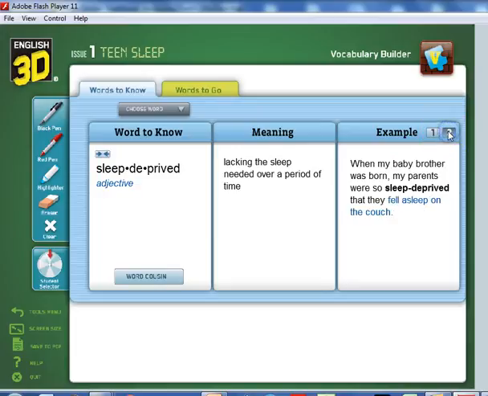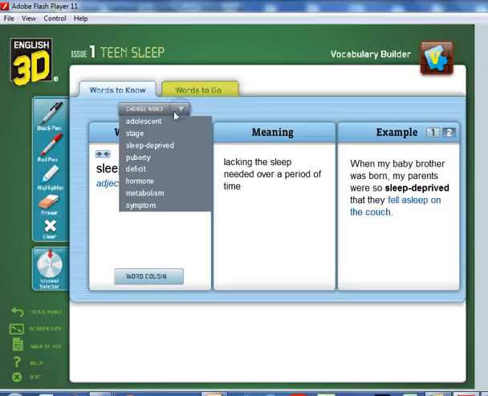When my baby brother was born, my parents were so sleep deprived, they fell asleep on the couch. And true story, I lost my keys in the refrigerator when I was so sleep deprived with a young baby at home. Okay, sleep deprived.